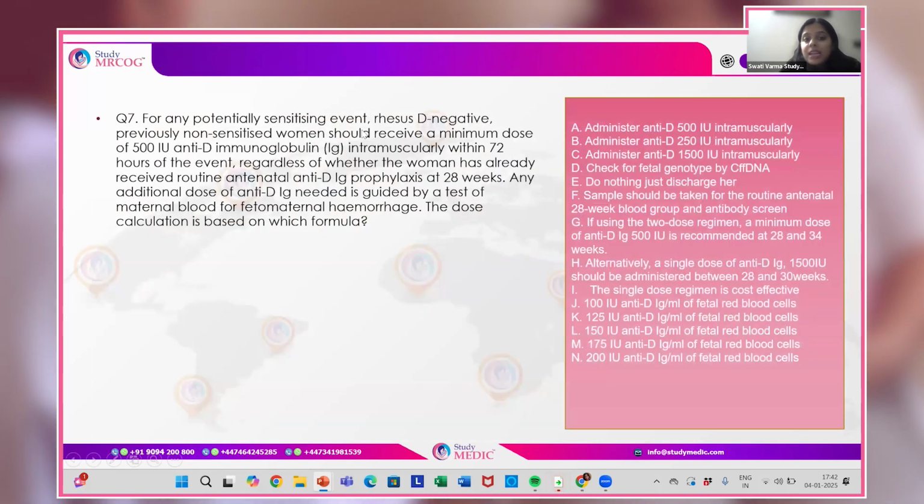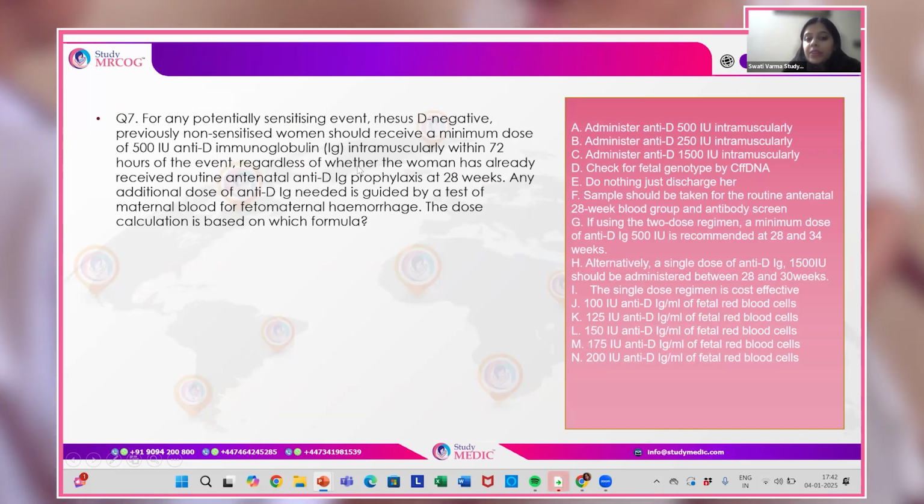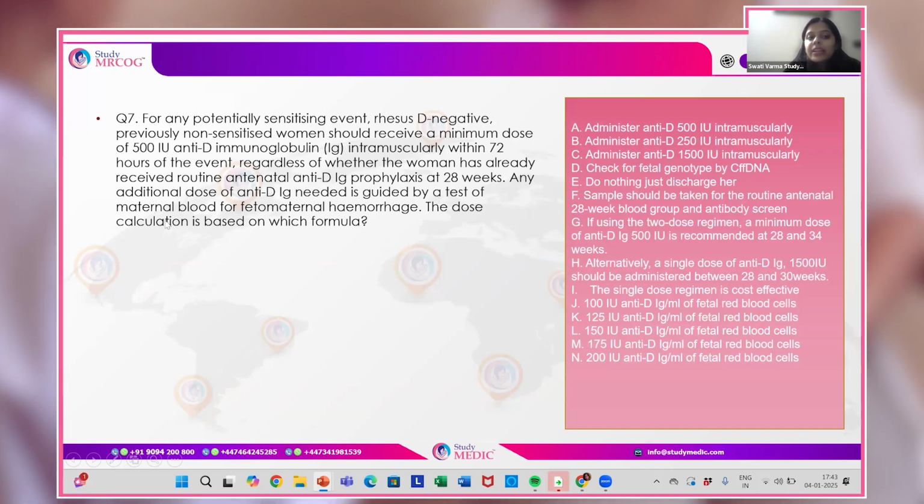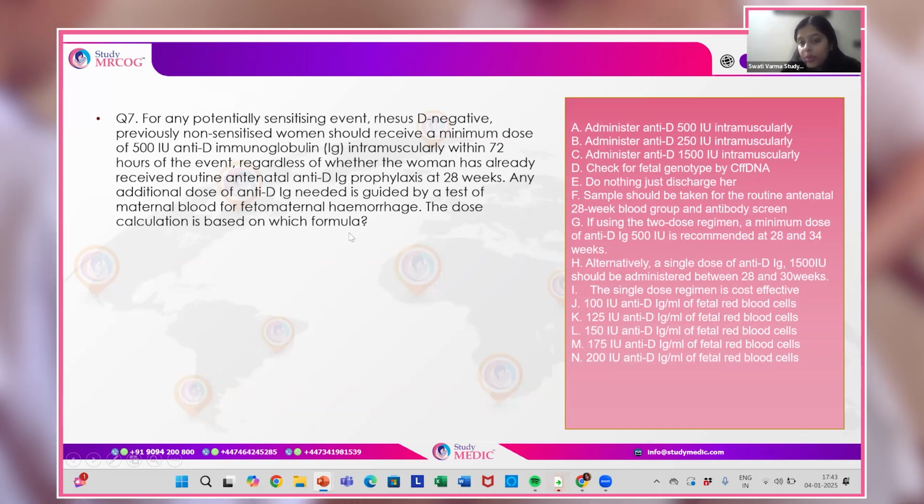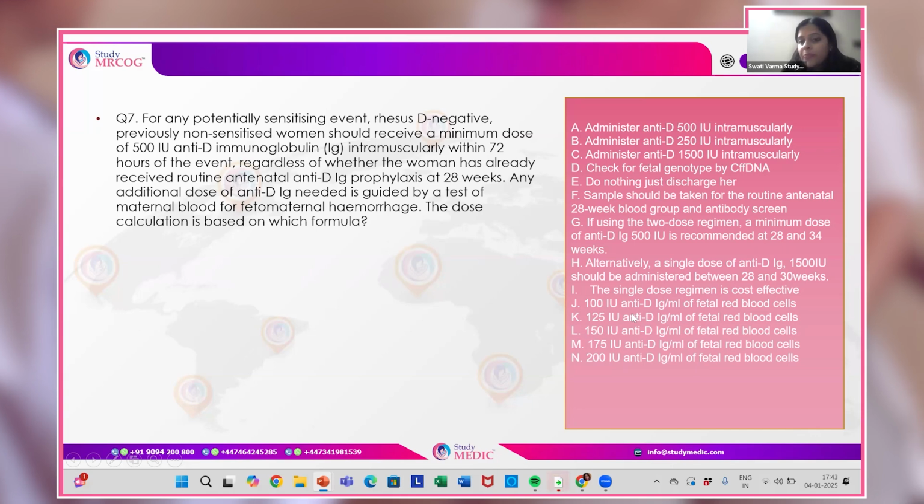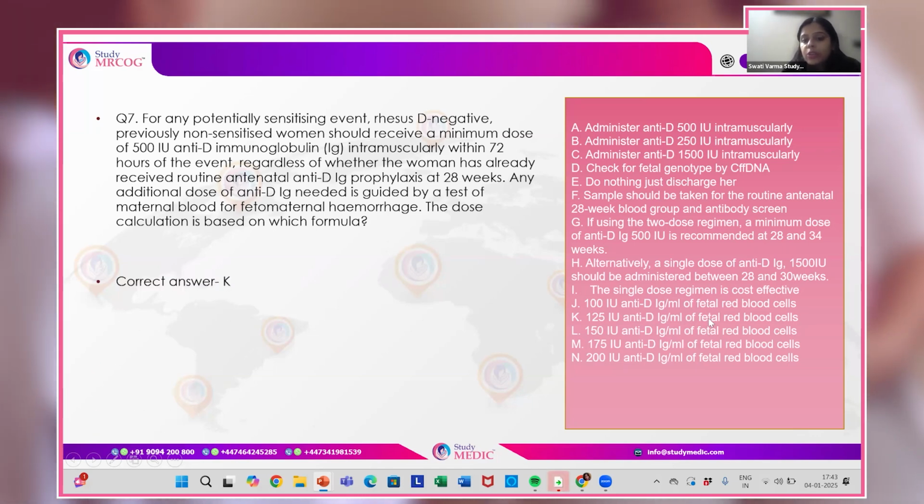Now, for any potentially sensitizing event, RhD negative, previously non-sensitized women should receive a minimum dose of 500 units intramuscular within 72 hours of the event, regardless of whether she has already received RAADP at 28 weeks. Any additional dose is guided by a test of maternal blood for feto-maternal hemorrhage. The dose calculation is based on which formula? So we all know that 125 units of anti-D immunoglobulin is given for every ml of fetal red cells. So the correct option is K.